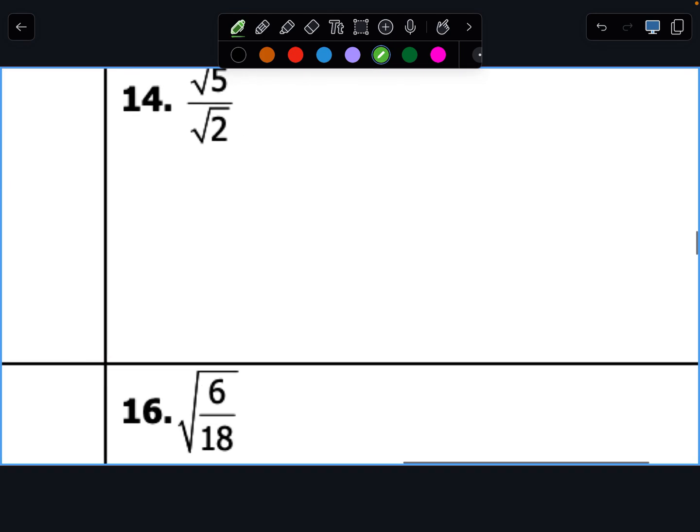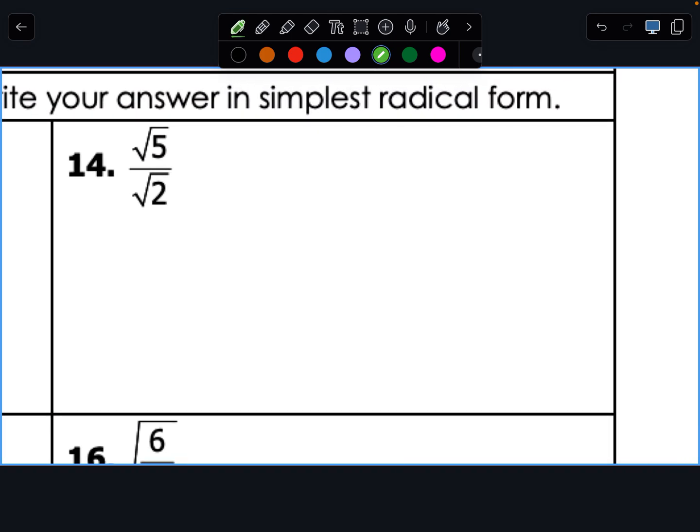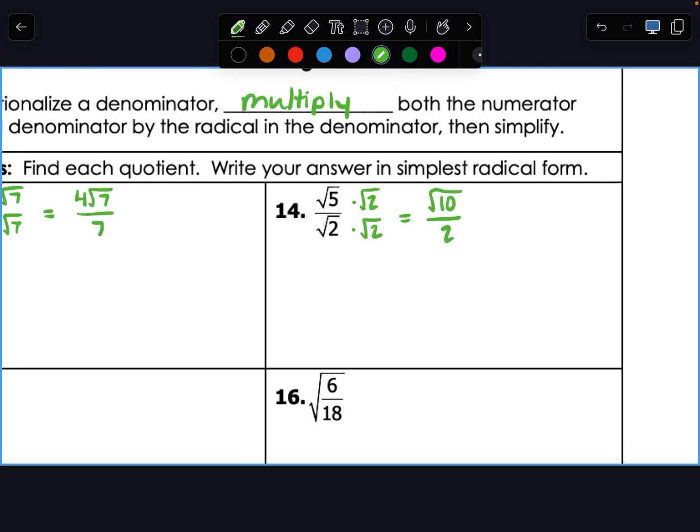Number 14. What do I need to multiply this by to rationalize the denominator? Square root of 2. Just the radical from the denominator. So on top, remember my product rule for radicals. I'm going to have the square root of what? 10. Square root of 10. And on the bottom, what do I have now? 2. Just 2. Yes, you can officially rationalize numerators as well. However, that's not a common practice for math because simplest form typically denotes that the denominator is rationalized, not the numerator. But you can do this on the top as well. If you have both of them, you should do the bottom.